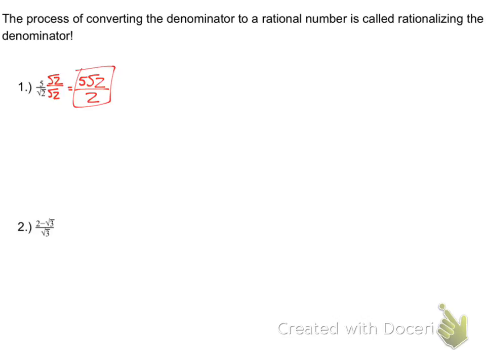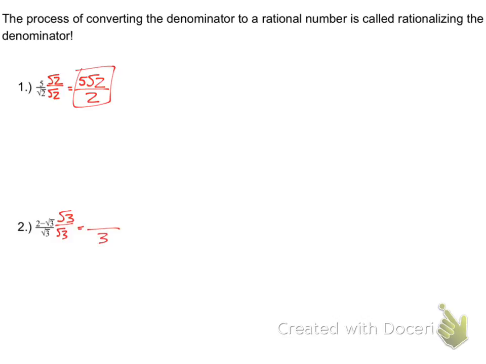Now, going to the bottom one, it looks a little scarier. I still have just a square root of 3 on the bottom, but I have a binomial, 2 terms, on top. Doesn't change anything. We still have to multiply the bottom by square root of 3, so we're going to multiply the top by square root of 3. Square root of 3 times square root of 3 is 3.